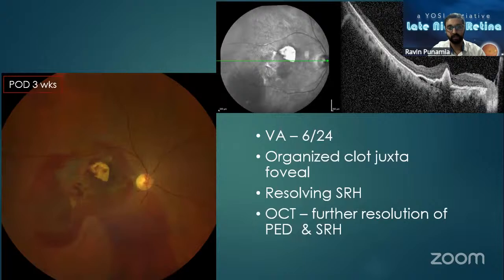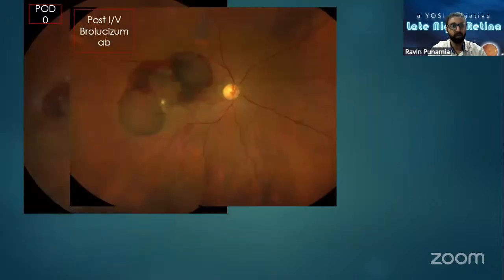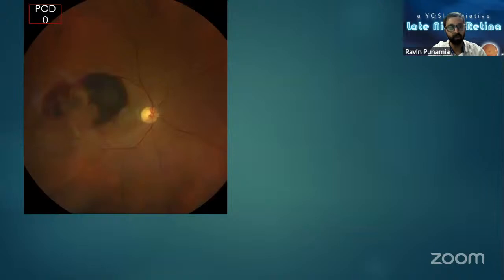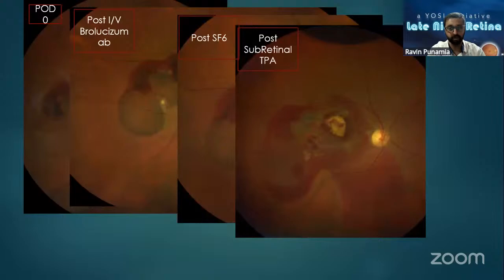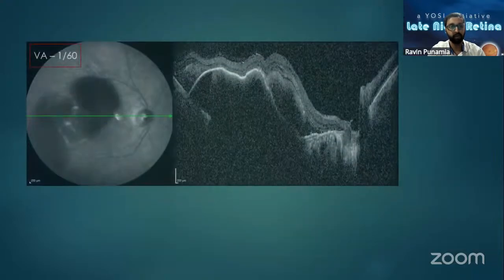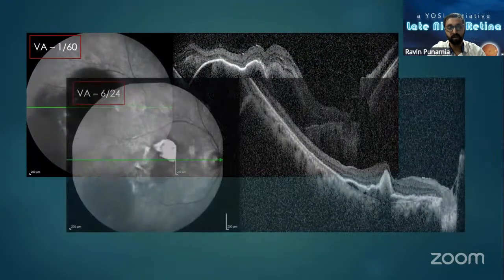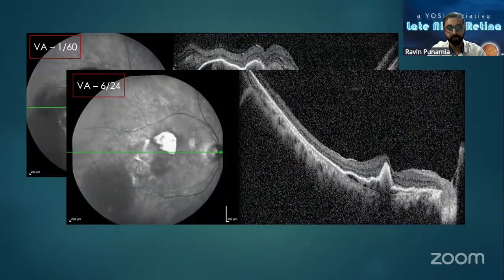And this was 3 weeks later. The vision improved further to 6/24, and there was further resolution of subretinal hemorrhage. So here you can see how it progressed from presentation to post surgery. There was a resolution and the visual acuity improved from 1/60 at presentation to 6/24.